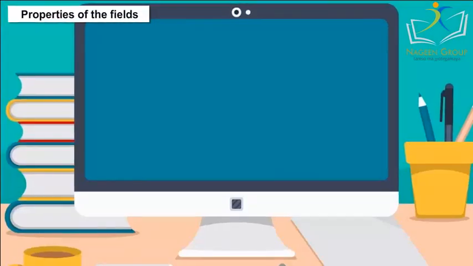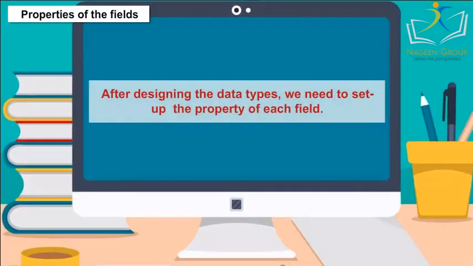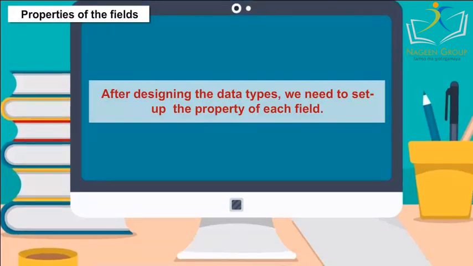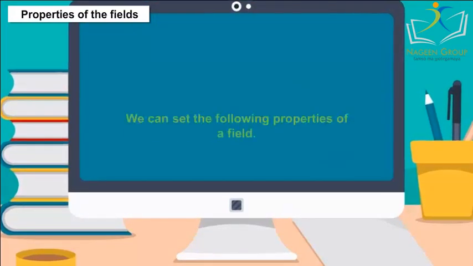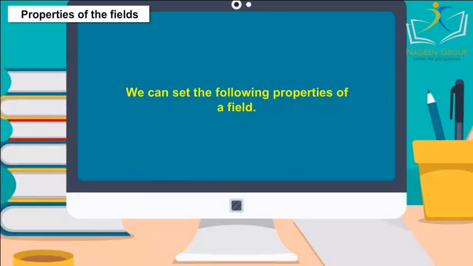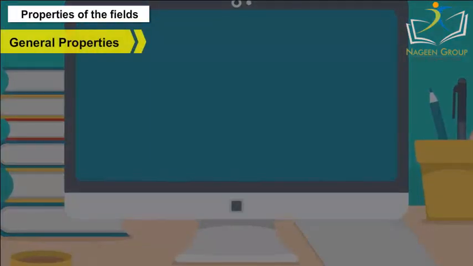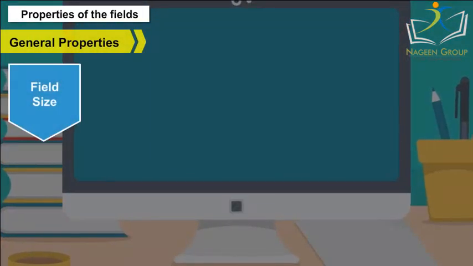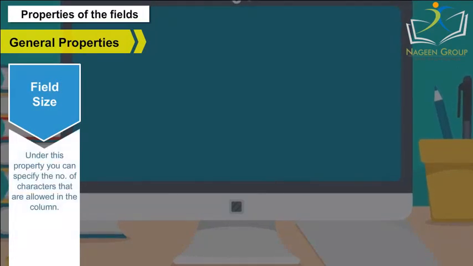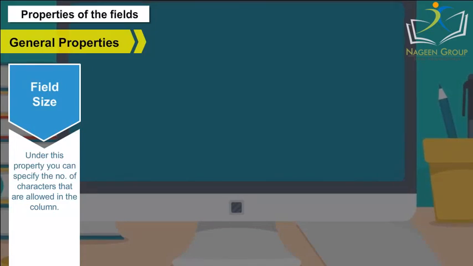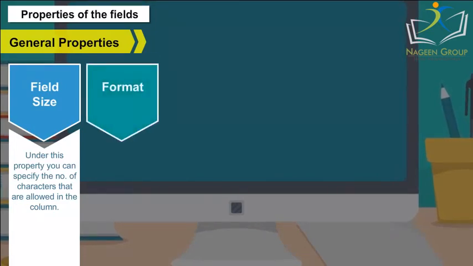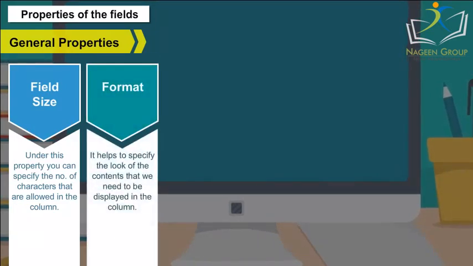Properties of the fields. After designing the data types, we need to set up the property of each field. We can set the following properties of a field. General properties. Field size. Under this property, you can specify the number of characters that are allowed in the column. Format. It helps to specify the looks of the contents that we need to be displayed in the column.